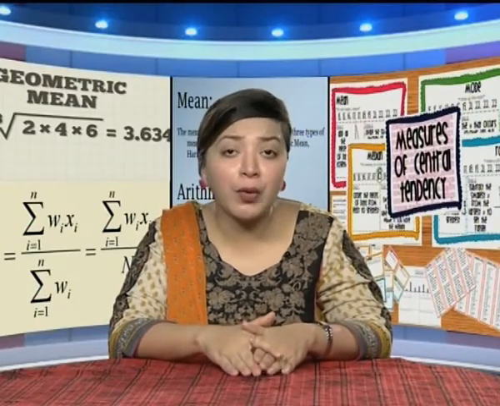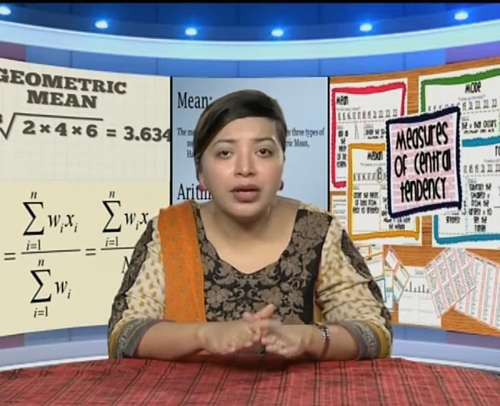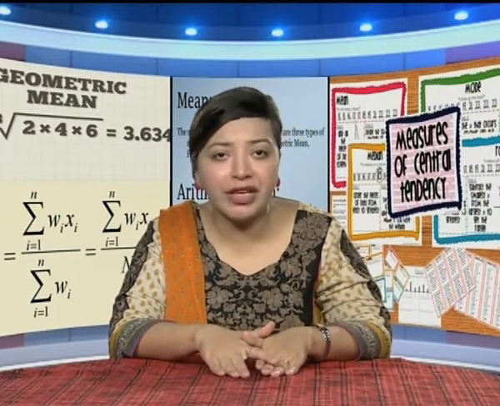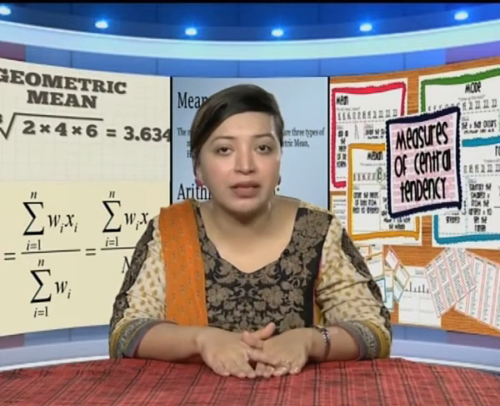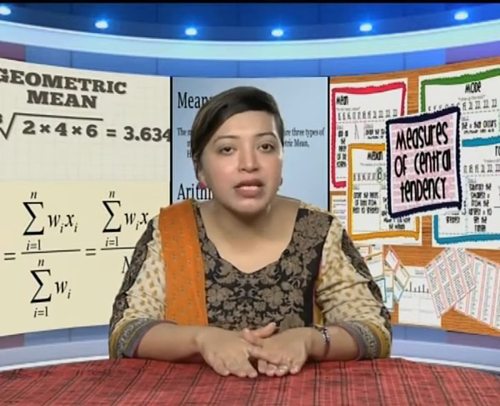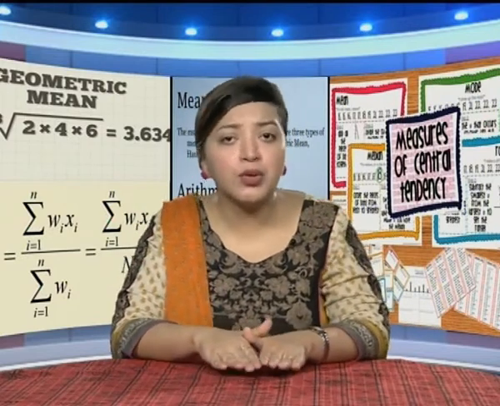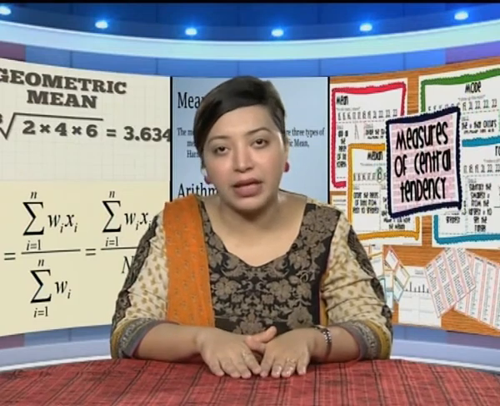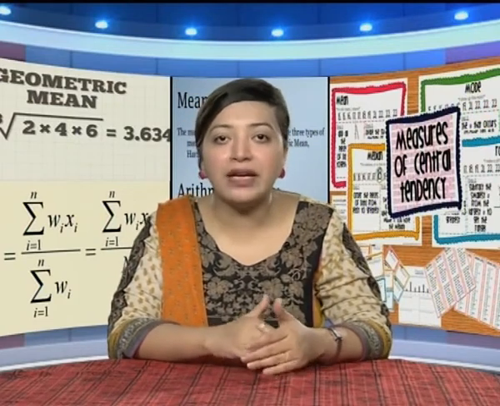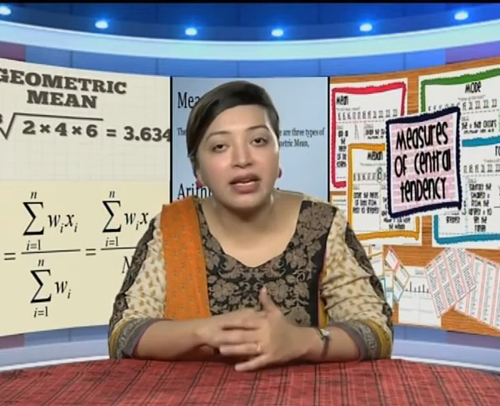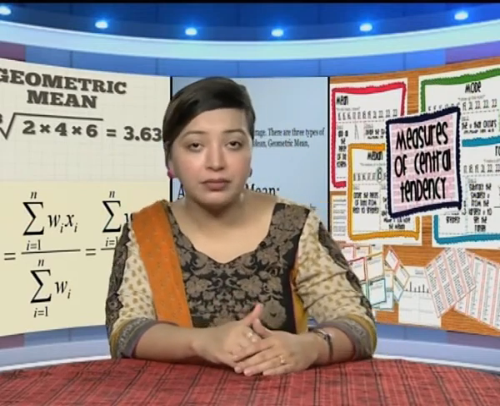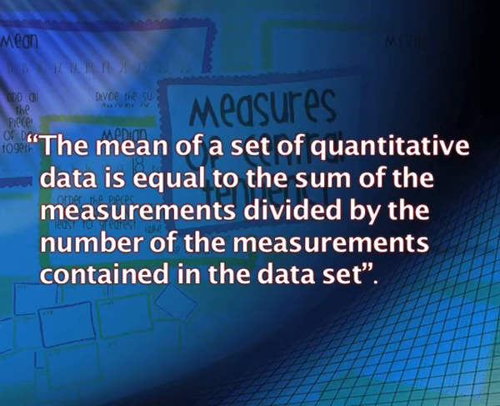Arithmetic average is so popular that the word mean or the word average alone without qualification is used to denote this particular type of average. When anyone speaks of the mean or the average of a series of observations, it may as a rule be assumed that the arithmetic mean is implied. Its value is obtained by adding together all the items and dividing the total by the number of items. In other words, the mean of a set of quantitative data is equal to the sum of the measurements divided by the number of the measurements contained in the data set.